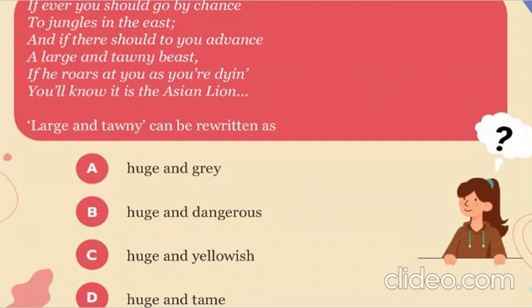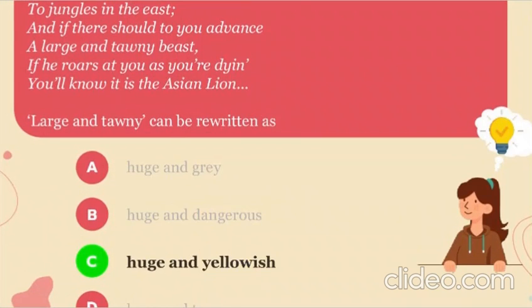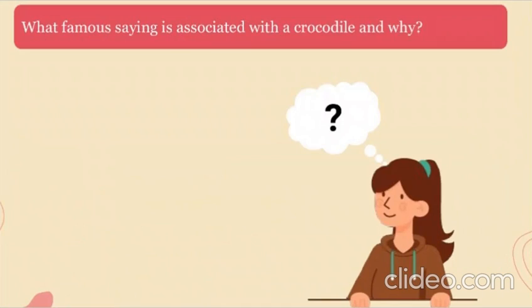Next one, large and tawny. I explained it in the explanation also. Large we know can be written as huge, and the meaning of tawny is yellowish in color. So huge and yellowish can be used instead of large and tawny. Now let's do some extract based questions.